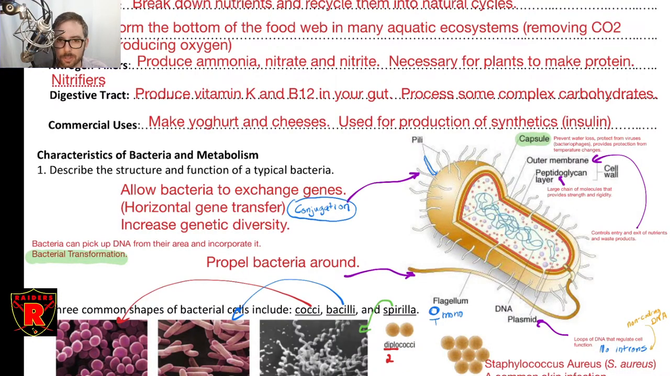And we also use them for all kinds of commercial purposes. We use them to make yogurt and cheese. We use them for all types of synthetic molecule production. A great example of that is insulin. So if you're diabetic, you may wonder, where does my insulin come from that I take? There's a lot of discussion in the US about insulin and about it being so expensive per shot. It is quite expensive. But where does it come from? Well, we have bacteria make it for us, which is really cool.